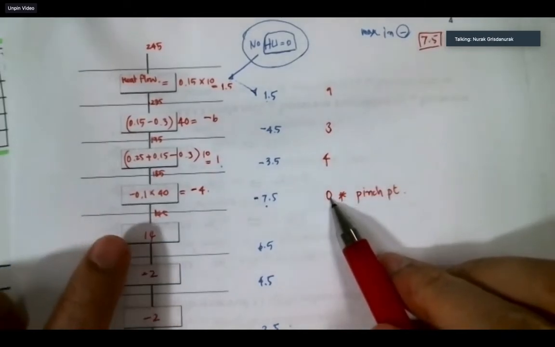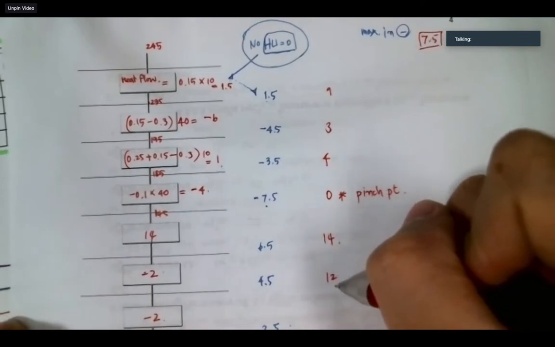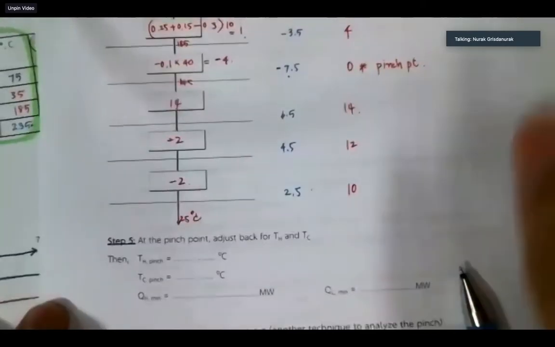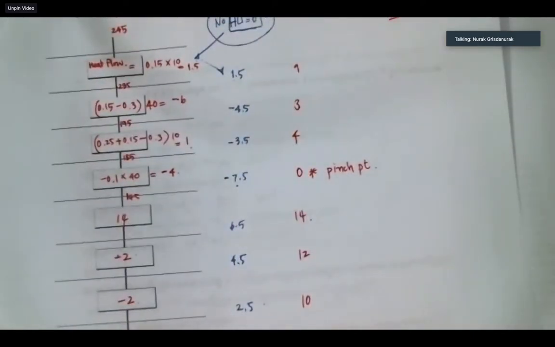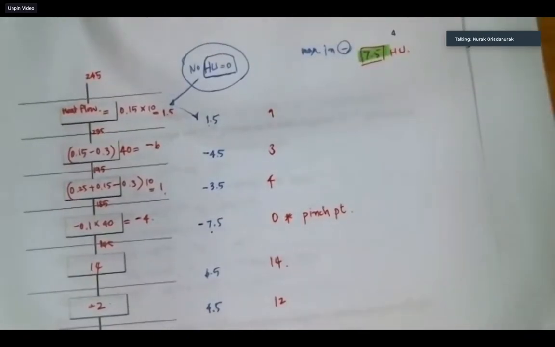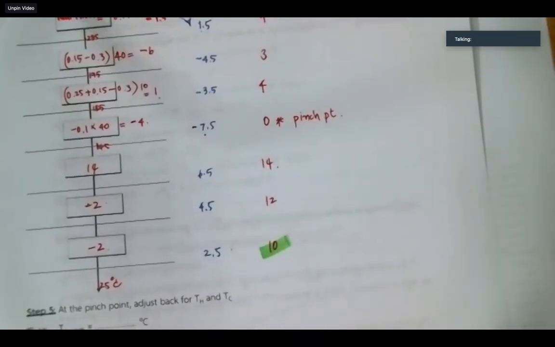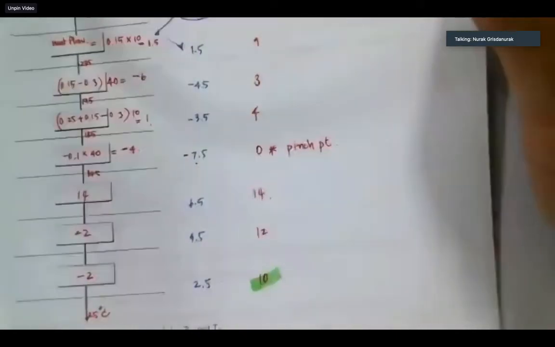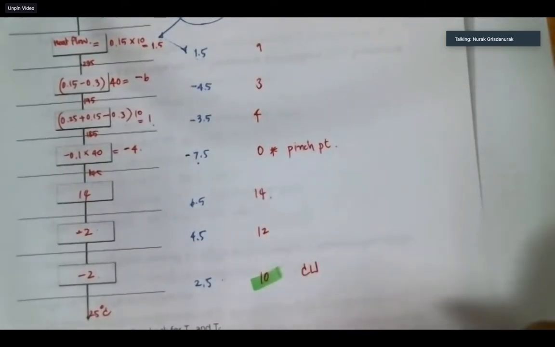Then 0 plus 14 minus 2, 12 minus 2. So what does it mean? You have to highlight one on top and one on the bottom. We call this your required hot utility, and this is the required cold utility. Okay, now the pinch point.